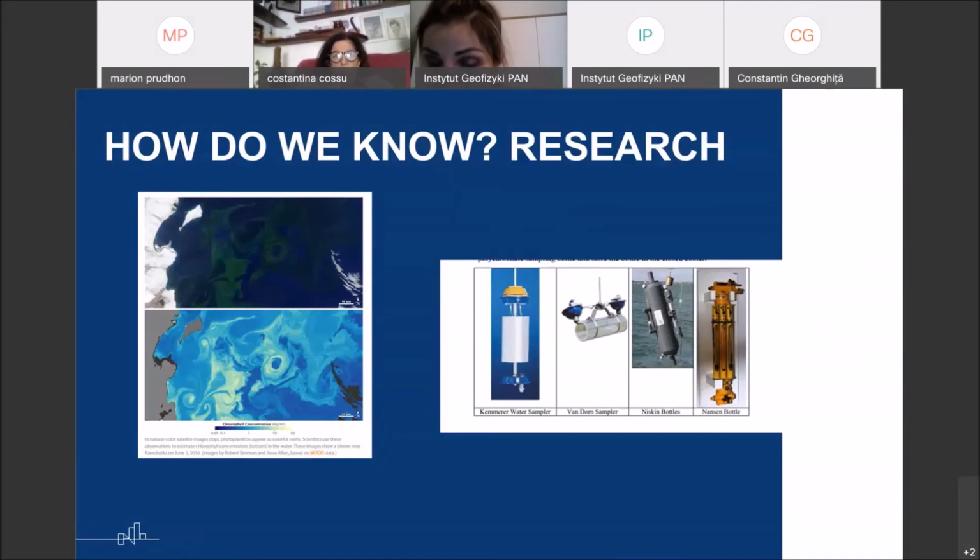And of course, they're not universal. That means that you cannot use the same algorithm in the Arctic and in the South Pacific. Not at all. They need to be adapted to water type, they need to be adapted to regions, and they're constantly improved to give the most exact response.